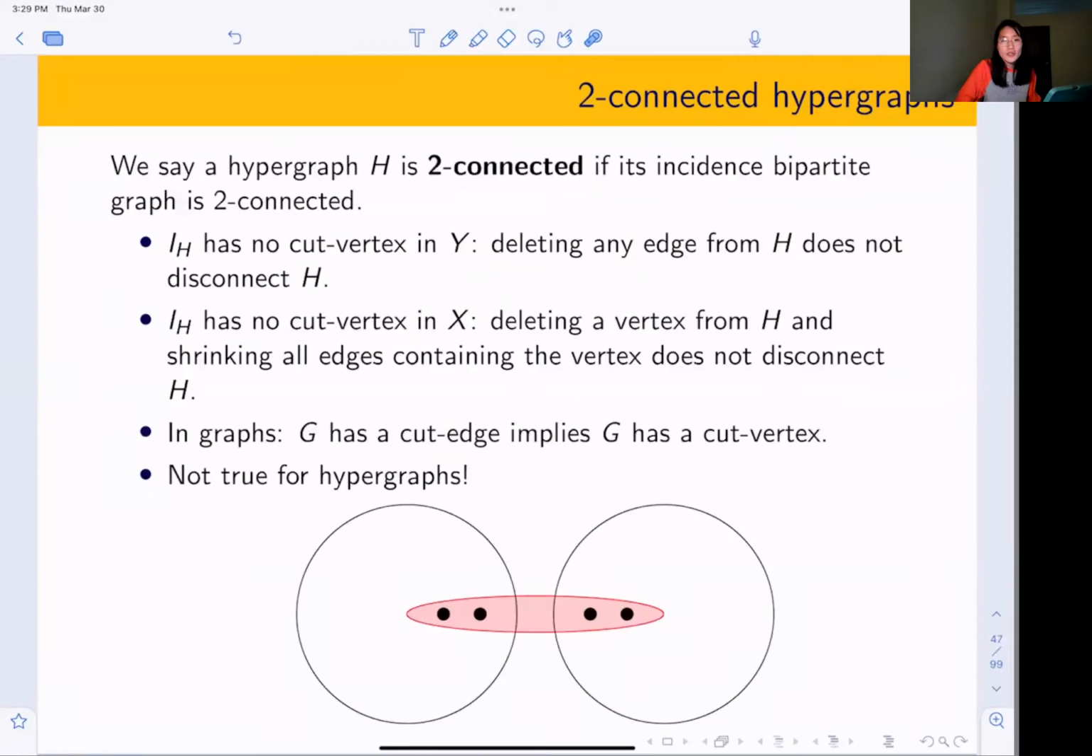Okay, so it's a little bit annoying that we have this definition, but it is necessary because in graphs, if we have a cut edge, then we also have a cut vertex because we can just delete any vertex incident to that edge. It'll also delete the edge. But in general, it's not true for hyperedges. So here I have this cut edge, but if I now delete any vertex here and just shrink down the edge, I still have a connected hypergraph. Okay, so these are not the same things when we move even to 3-uniform.